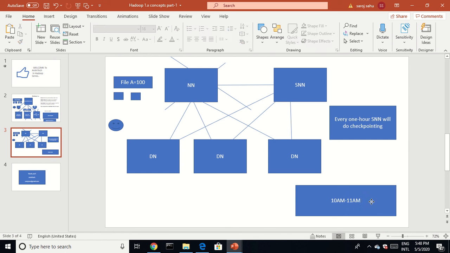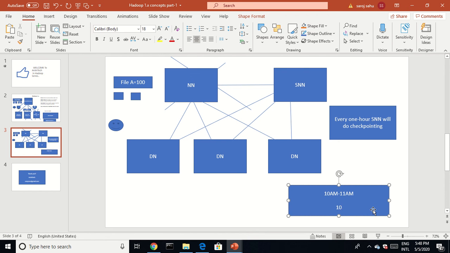Before reaching 11 a.m., suppose at 10:45 a.m. the name node goes down or has some issue, it is not coming up, it is corrupted or something happened to it. The secondary name node will try at 11 a.m. to contact the name node and do the checkpointing, but at this point of time the name node is not available or is having some issue.